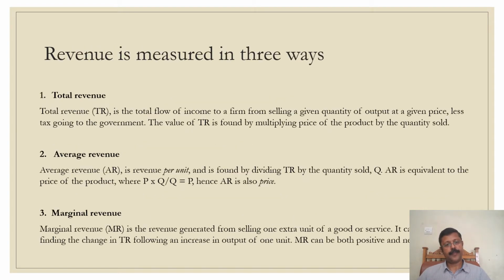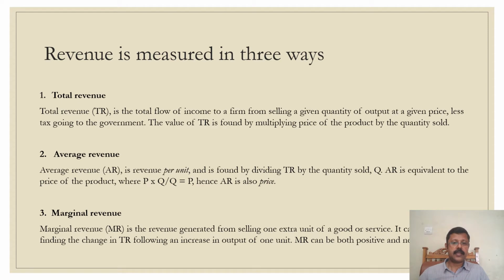And there are three concepts of the term revenue. One is total revenue, average revenue, and marginal revenue. Total revenue is the total flow of income to the business. We said earlier about total product, that is, 2000 kilograms of wheat output from a farm. That 2000 was the total product. Similarly, the total money earned by the business by making sales is called total revenue.